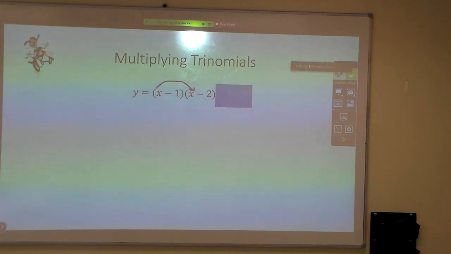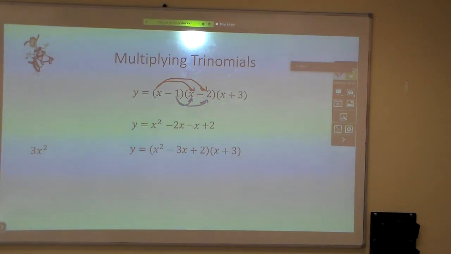And then I FOIL. My first term, x times x is x squared. X times negative 2 is a negative 2x. The inside one, negative 1 times x. Now, you can put a 1 there if you want, which makes it easier for some people. And then negative 1 times negative 2 is plus 2. And then you can combine those two, the negative 2x minus the x. But I only looked at two of them, yet I still have that third one there, right?